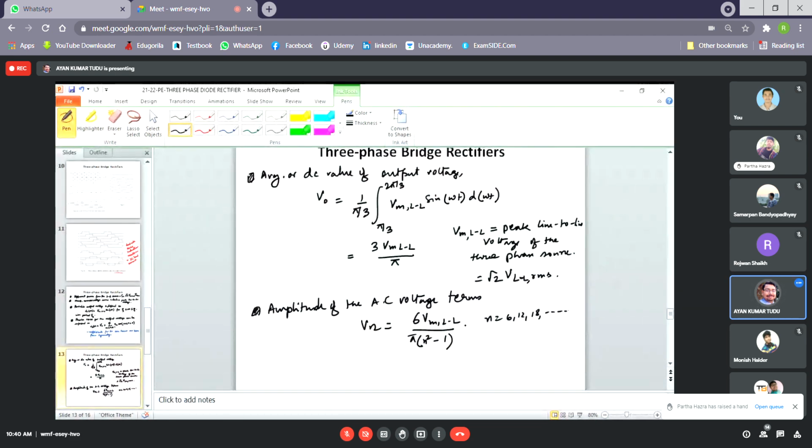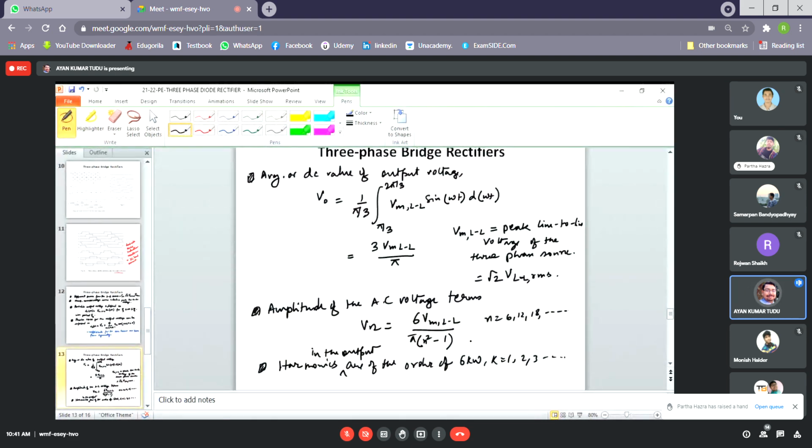As you can see, the output voltage is periodic with a period of 1/6 of the AC supply voltage, and the harmonics in the output are of the order of 6k, where k is equal to 1, 2, 3, and so on. Let me write it down.